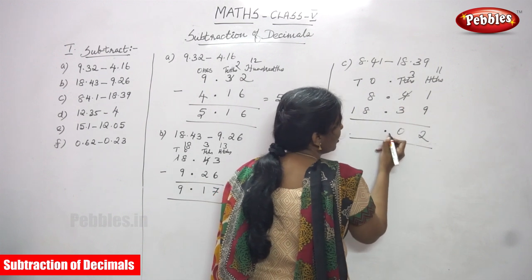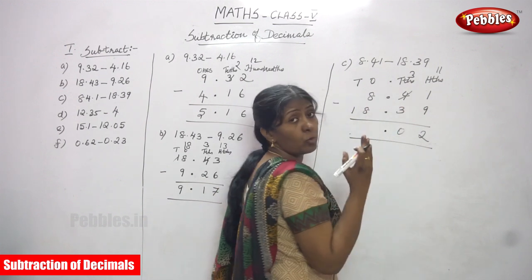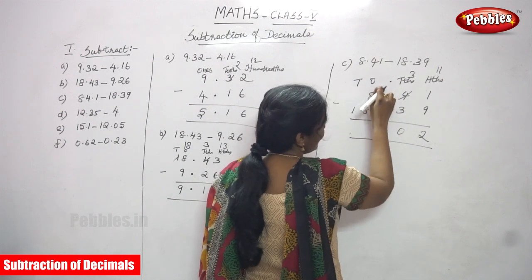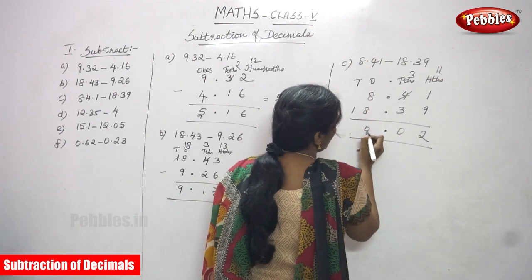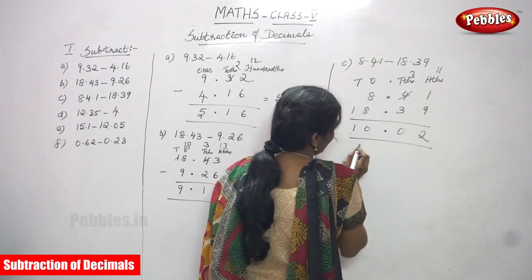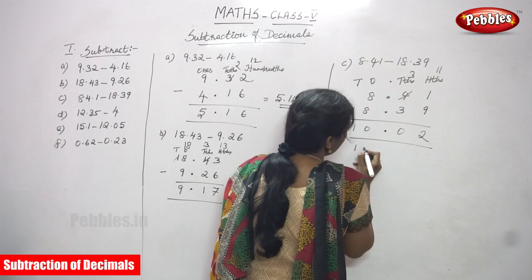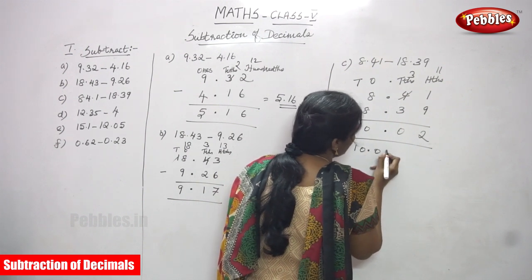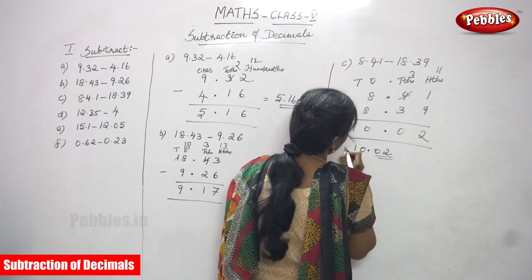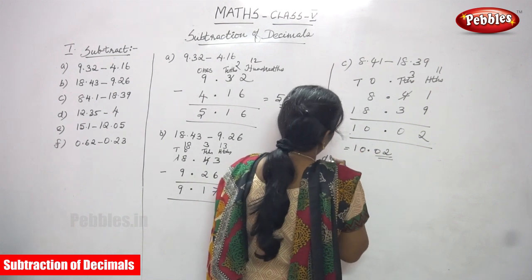Now you have completed the decimal part, so you put a point. Before the point it is the whole part. So you subtract the ones place value: 8 minus 8, 0. In the tens place you write 1 as it is, so write 10. So the answer is 10.02. This is the answer for the question.